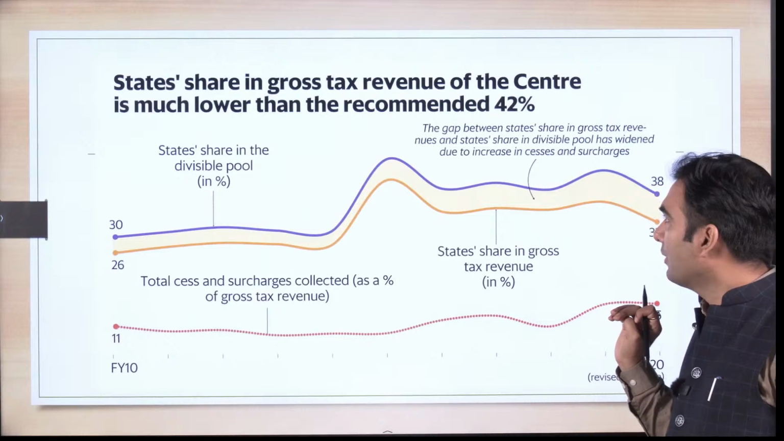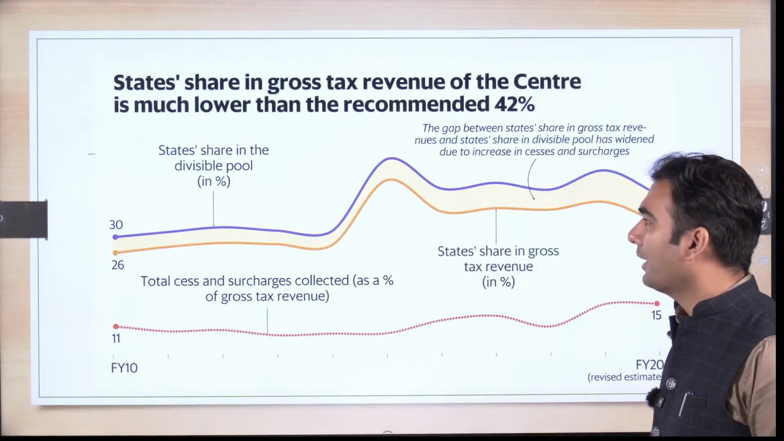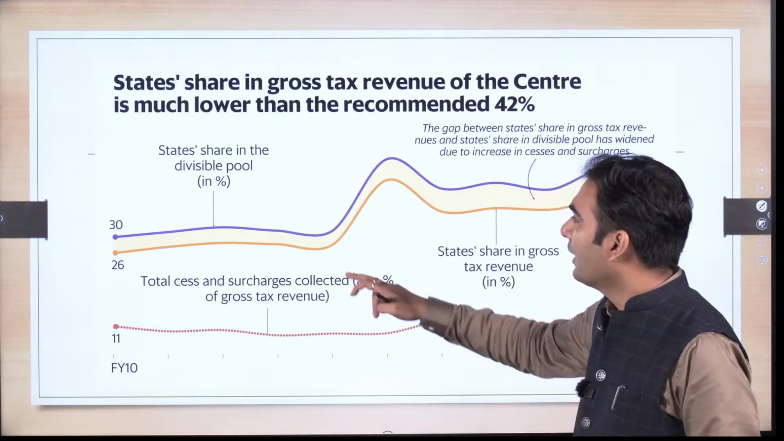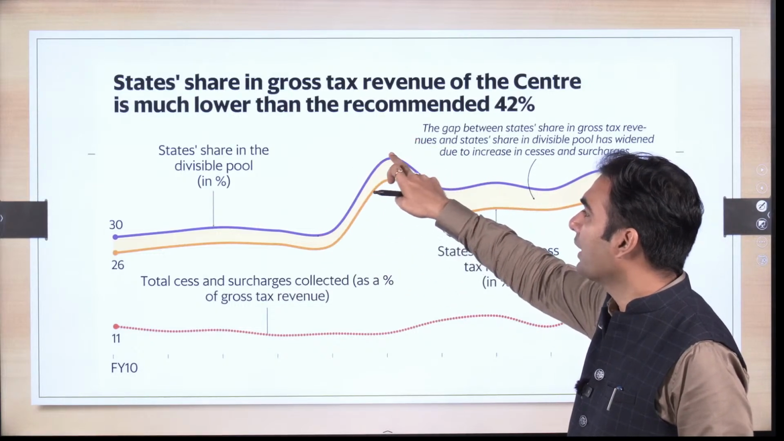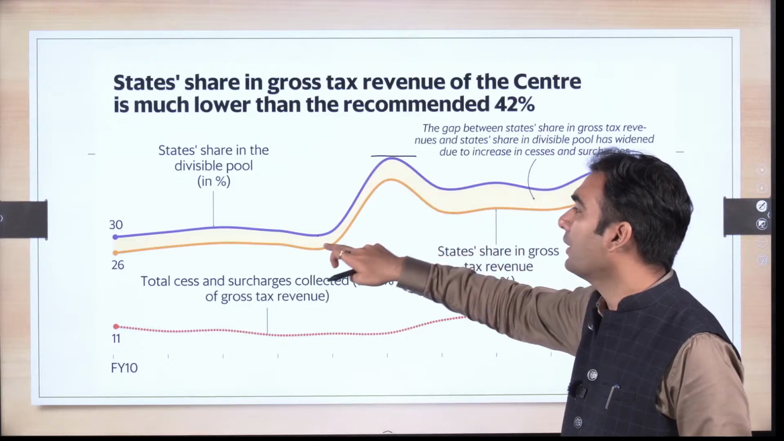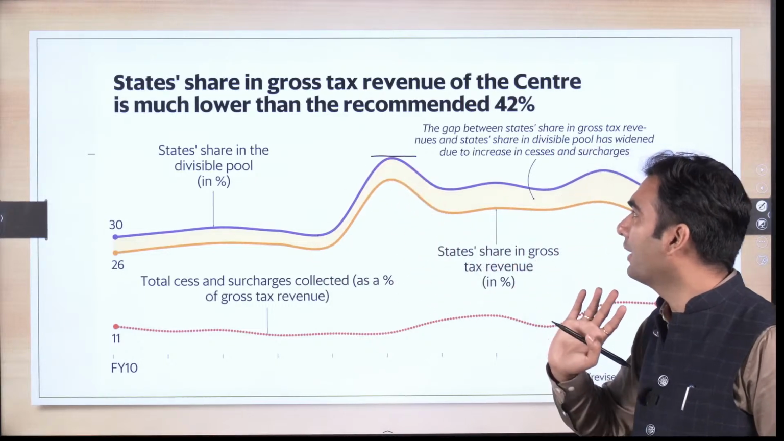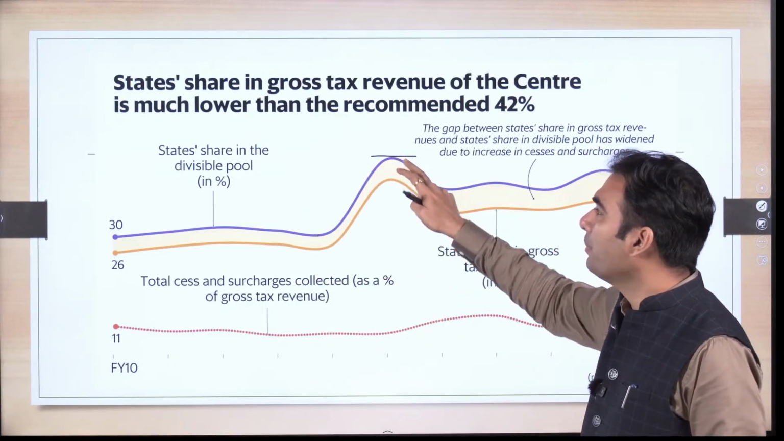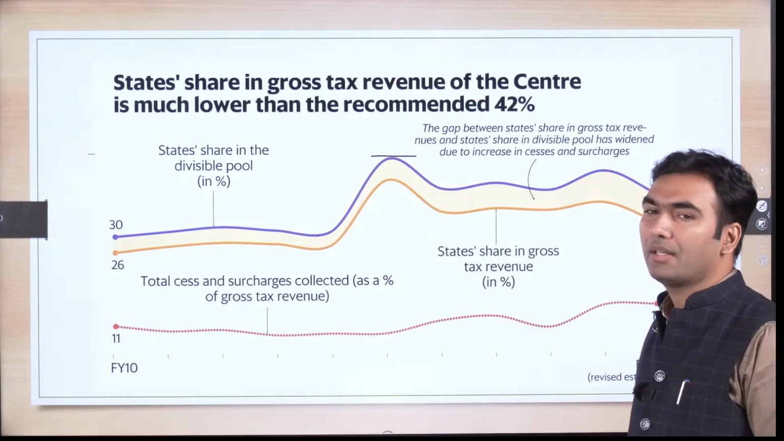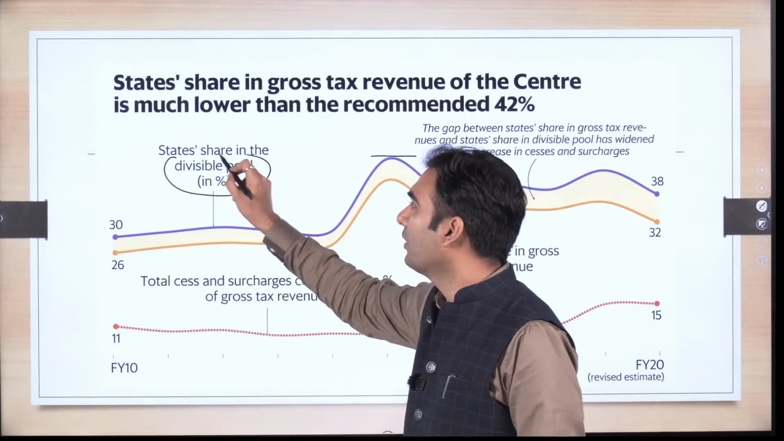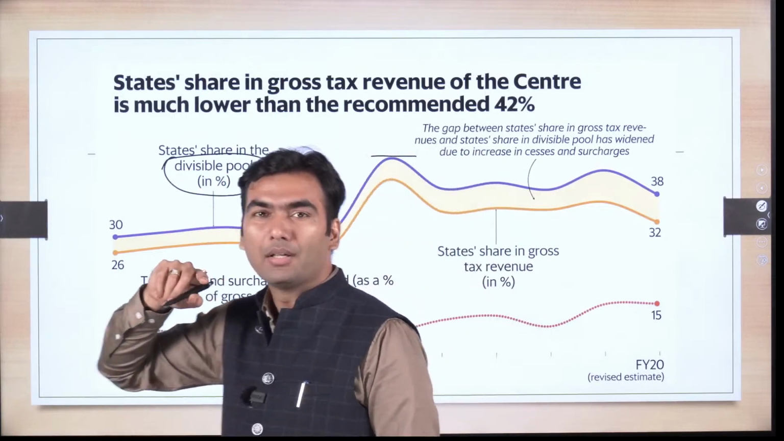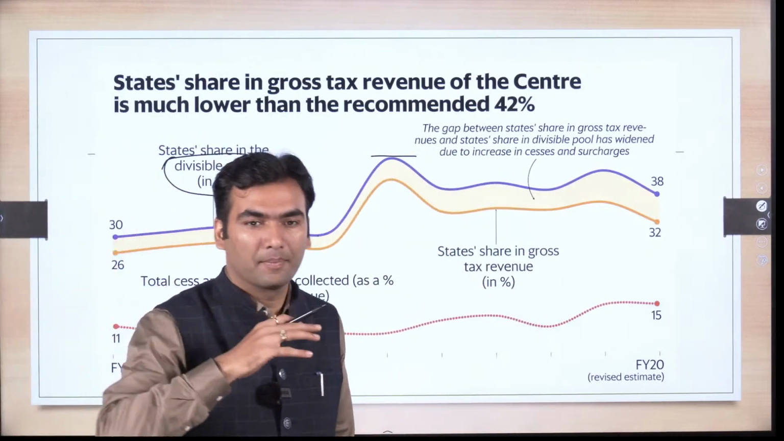See, when the 14th Finance Commission came, it recommended that the share of states should increase from 32% to 42%. You can see that there was a jump in the state share in the divisible pool. Divisible pool is the taxes which are shared. We have said that some taxes are not shared. This is called the divisible pool.